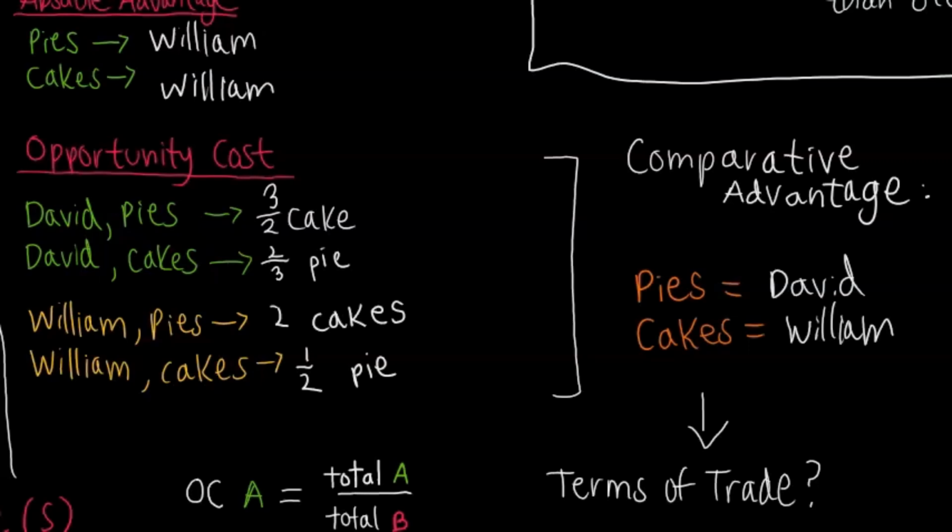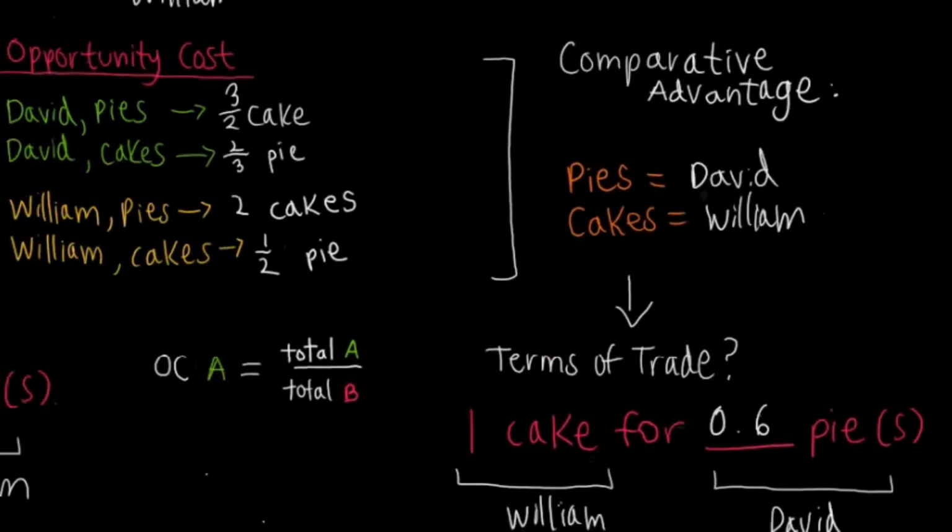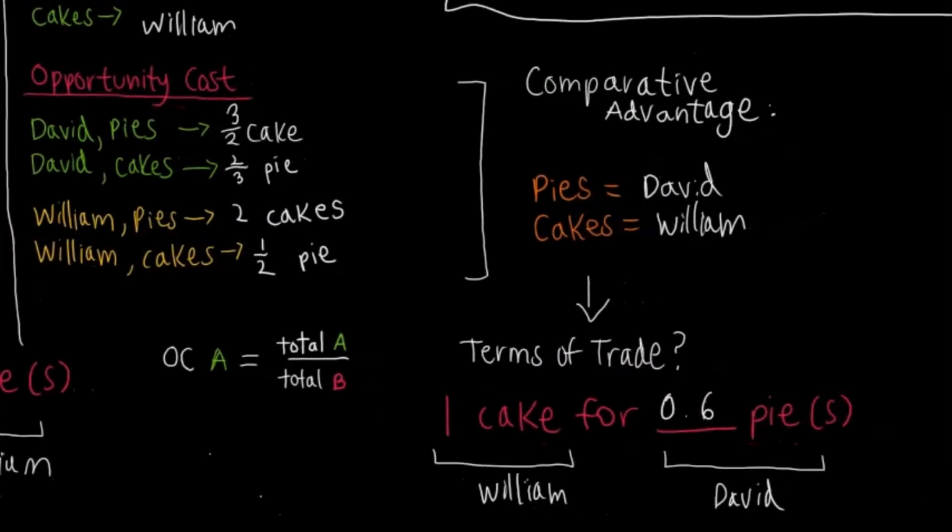So now let's do the same thing. What is an acceptable terms of trade? Let's say we had 1 cake for how many pies? Well, here is your answer, right? We need to establish who is trading what. Because William has a comparative advantage in cakes, he's going to be the one supplying the cake, okay? David is responsible for producing pies because he has a comparative advantage in pies.